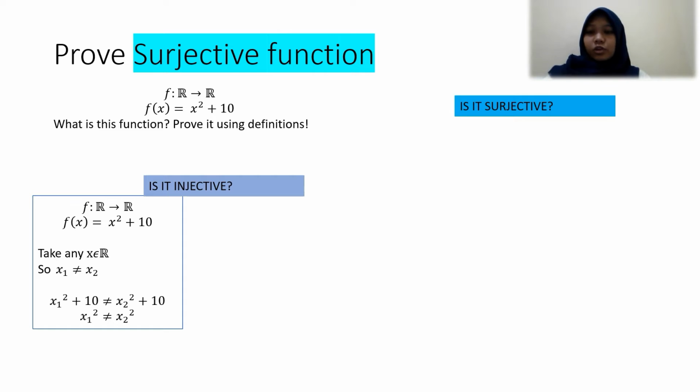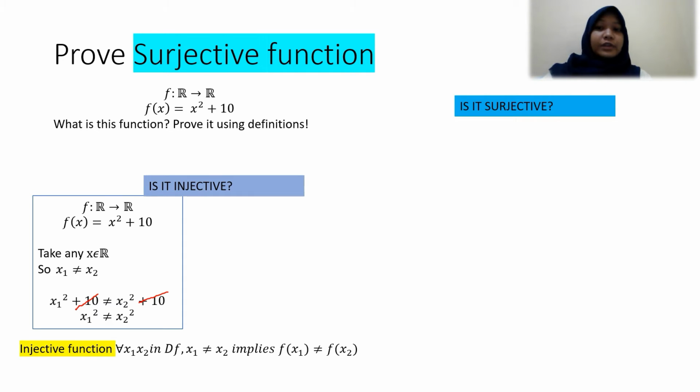So x1 squared plus 10 not equal to x2 squared plus 10. And then we can eliminate the 10. So x1 squared not equal to x2 squared. Depending on the definition, this function is injective, right? Because we have different domain values, and then the f(x) is also different.